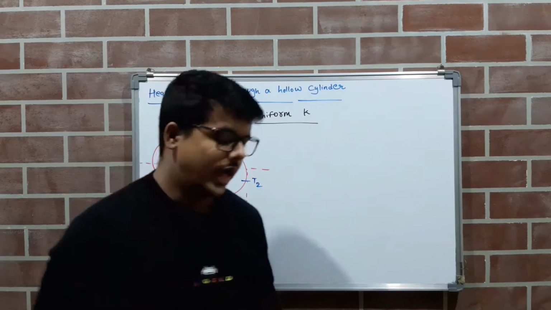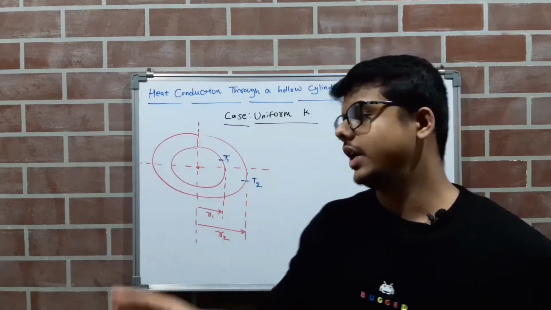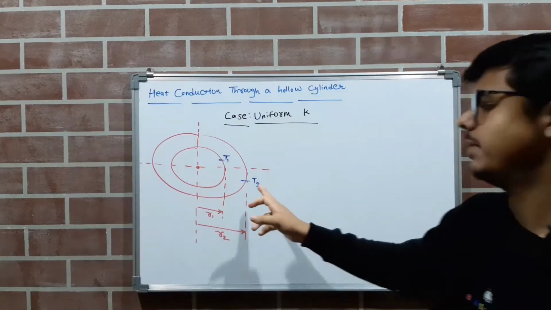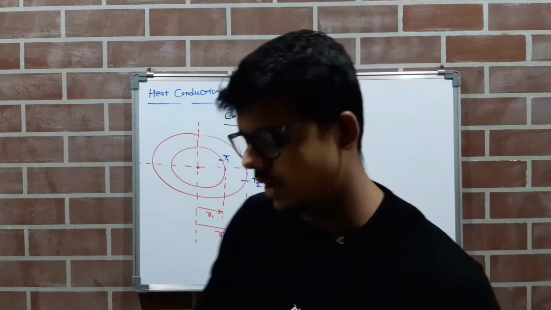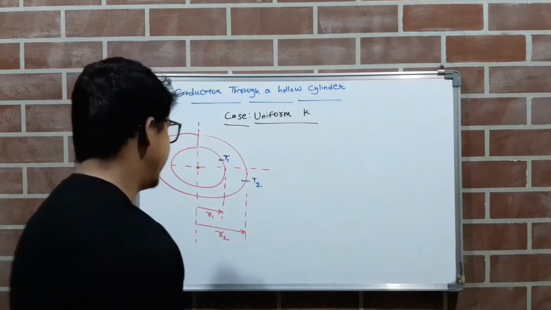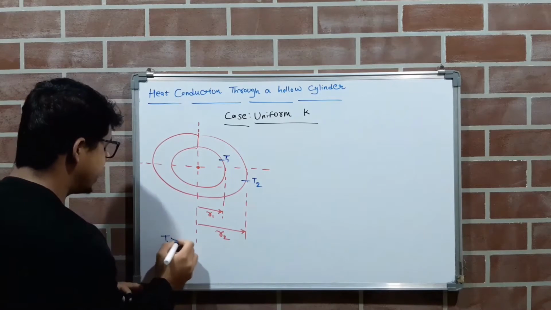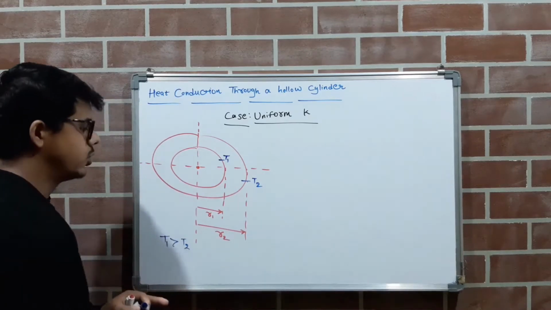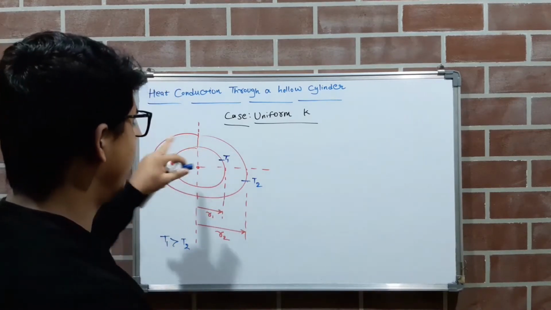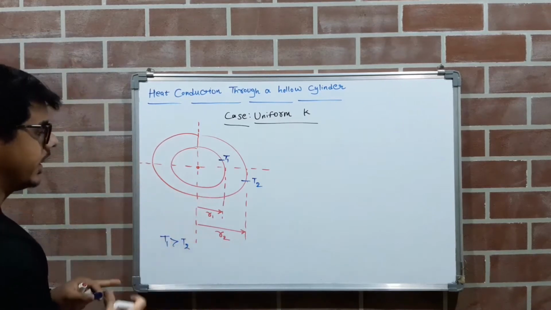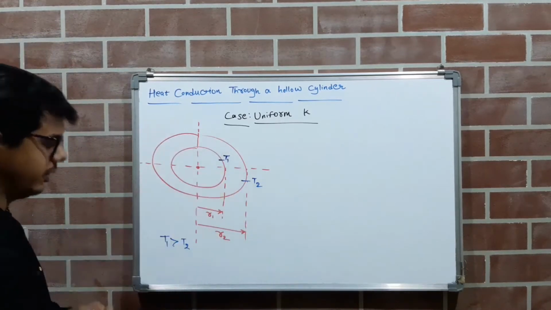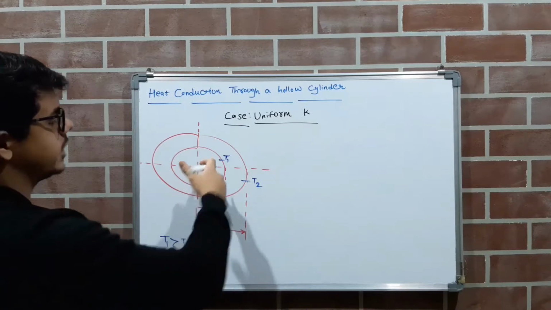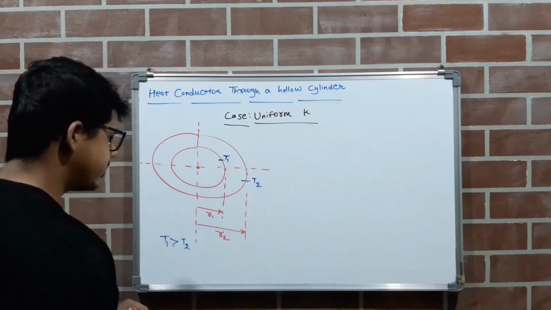Now, as we know, T1 is the temperature of the inner wall of the cylinder and T2 is the temperature of the outer wall of the hollow cylinder. Now we are assuming that T1 is greater than T2. So the inner wall of the cylinder is hot as compared to the outer wall. So the heat will flow in the direction from T1 to T2.